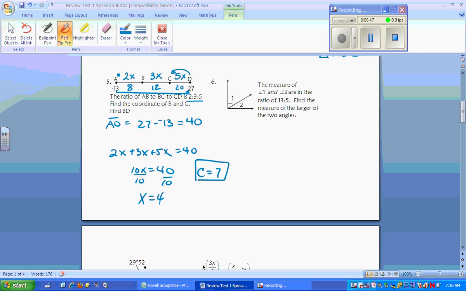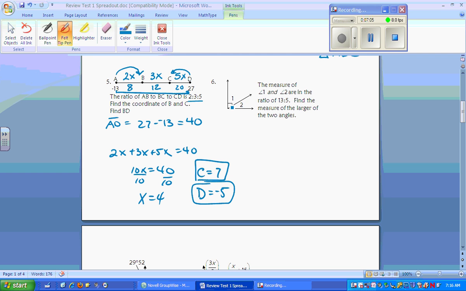And if I go this way, 13, and I add 8 to it, where am I at? D equals negative 5. And if that's at negative 5 plus 12, look at that, I'm at 7. So we did do it correctly.